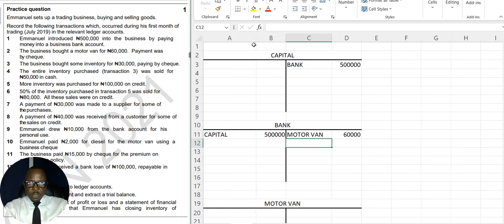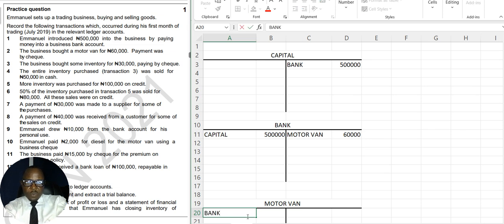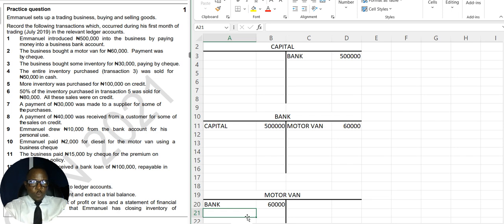All right, and let's create more spaces so that this will show. Same thing here. Let's create more spaces here so that it will show. All right. So motor van. So we'll come to motor van now. Since motor van is on the credit side of the ledger of the bank, it has to come to the debit side of the what? Bank. Give it to this person. This one, 60,000. All right, we have answered the second requirement.